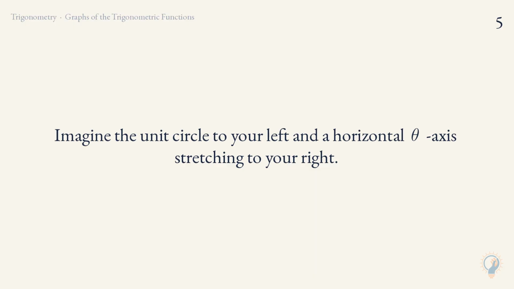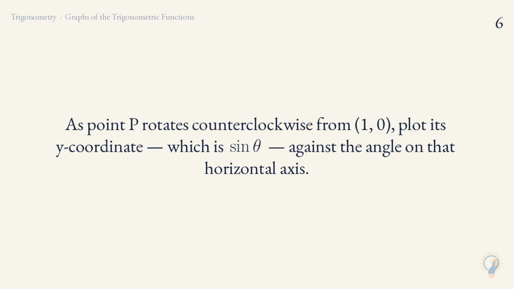Imagine the unit circle to your left and a horizontal theta axis stretching to your right. As point P rotates counterclockwise from the coordinates 1, 0, plot its y-coordinate, which is sine of theta, against the angle on that horizontal axis.